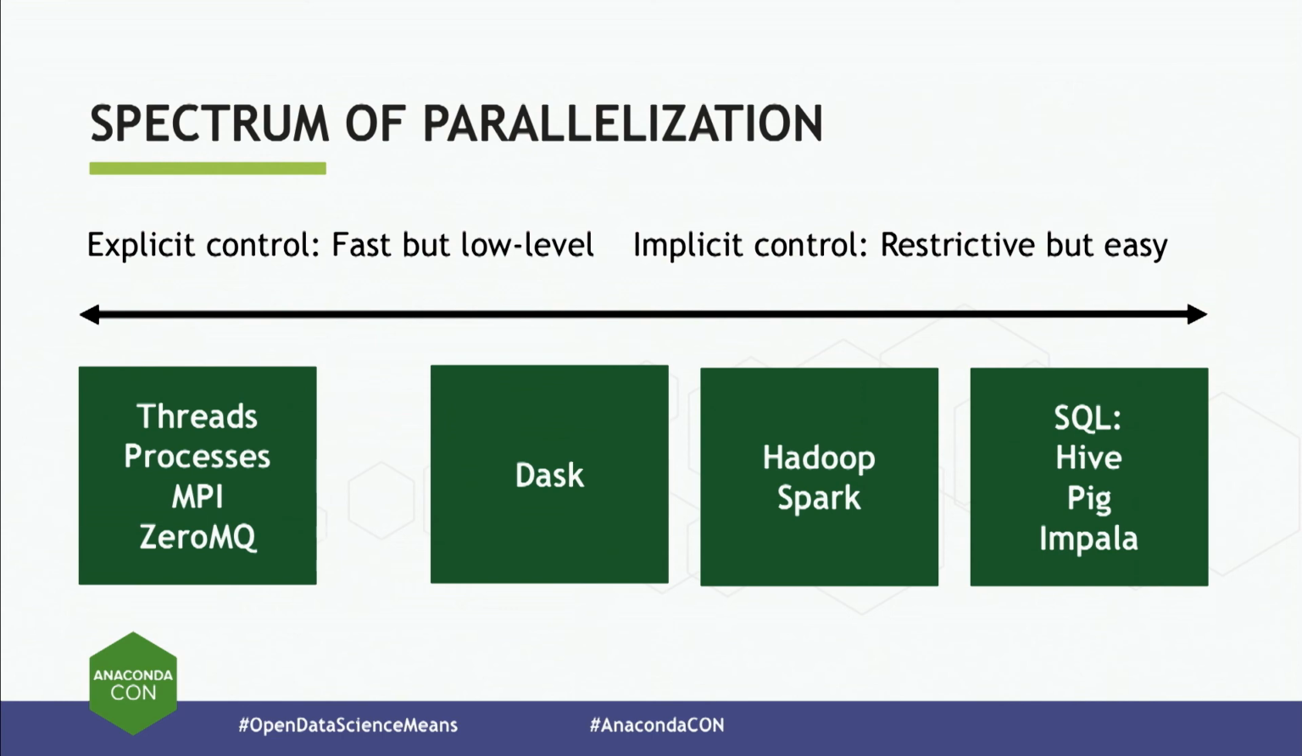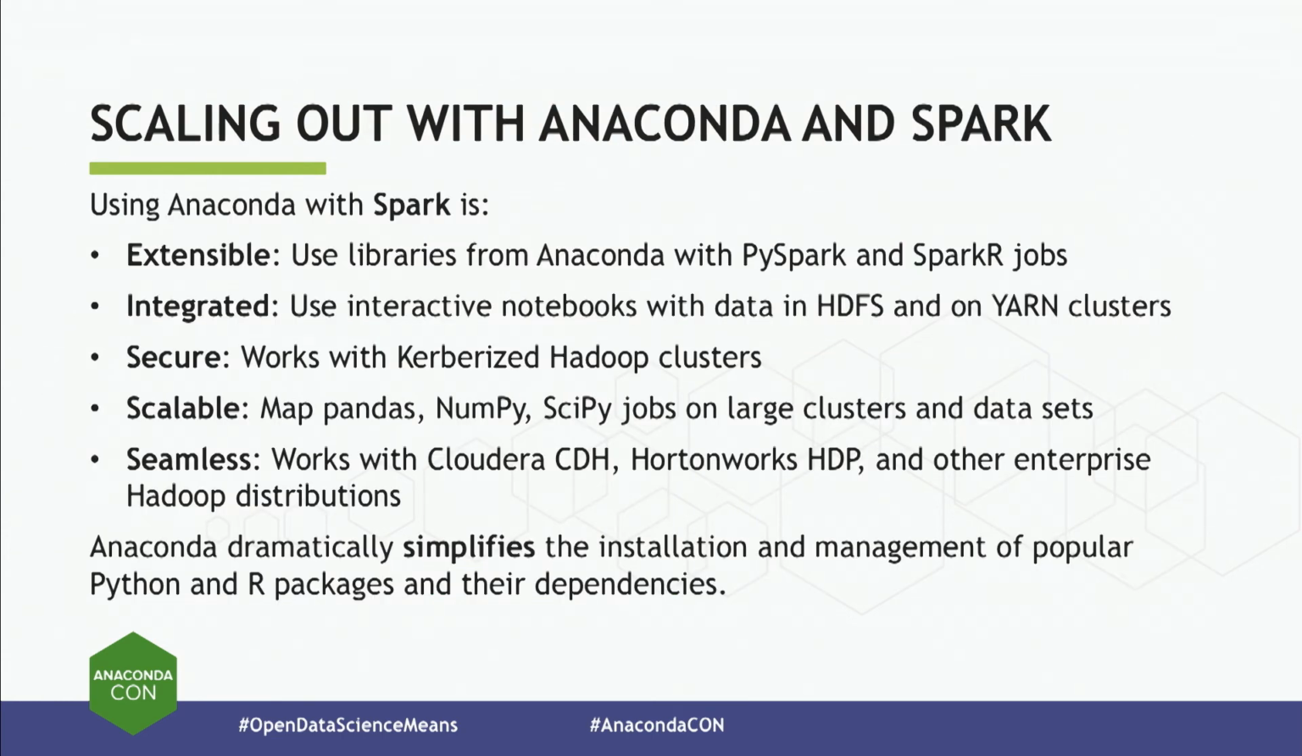So Spark has a very high-level API. It's very nice for graph computations, for machine learning. There's MLlib. And the great news is you don't have to choose between one or the other. Anaconda works in these environments and fills that gap.